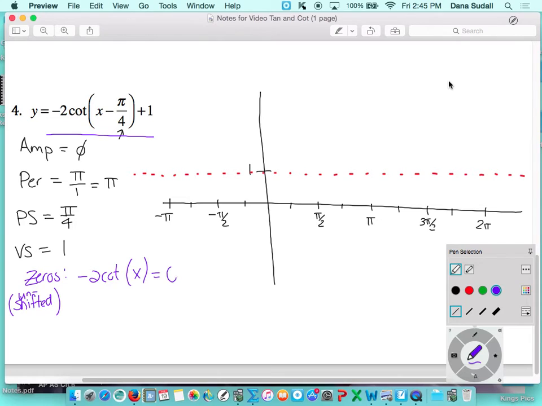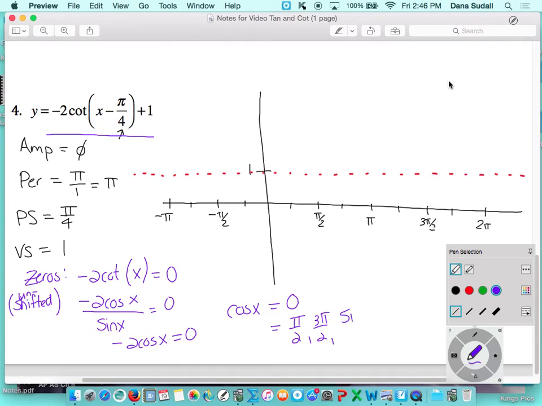So if I set negative 2 cotangent equal to 0, well, that's cosine divided by sine. Numerator equal to 0 would be negative 2 cosine equals 0. Divide both sides by negative 2. So we have cosine is 0. So what angle measures is the cosine equal to 0? If you look at your unit circle, that's the top and bottom, pi over 2, 3 pi over 2, 5 pi over 2. That equals the angle, which is x for this one.